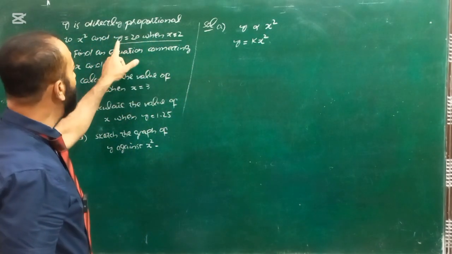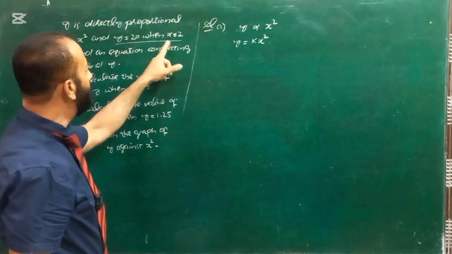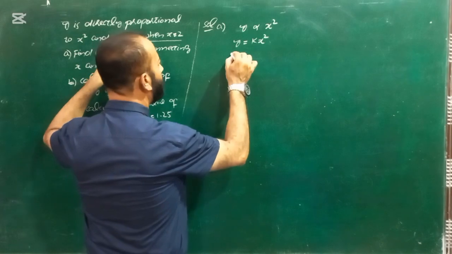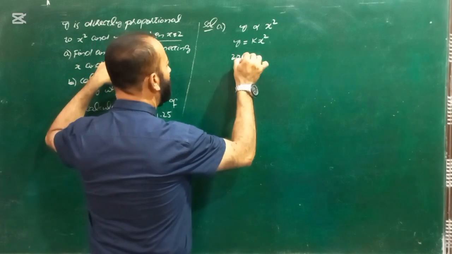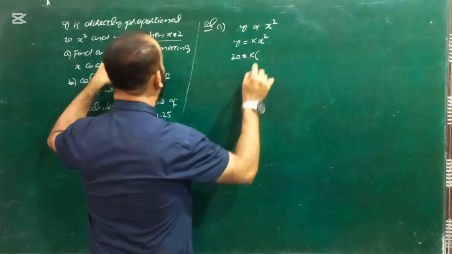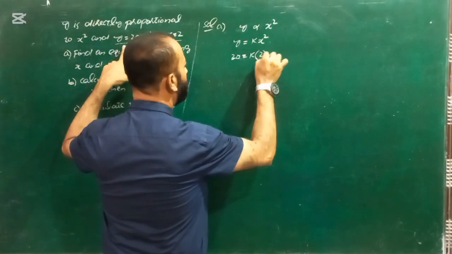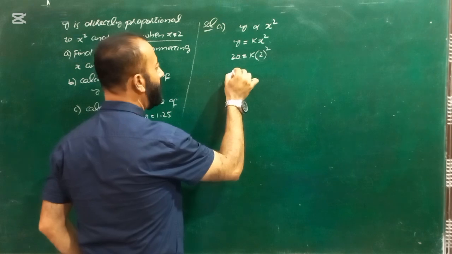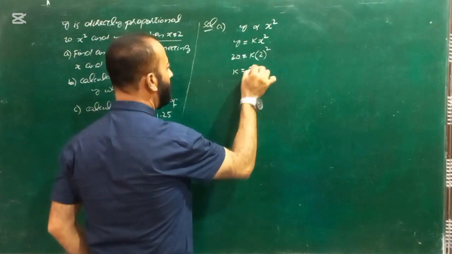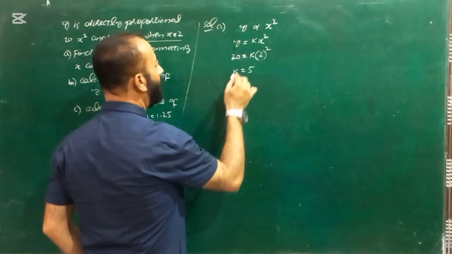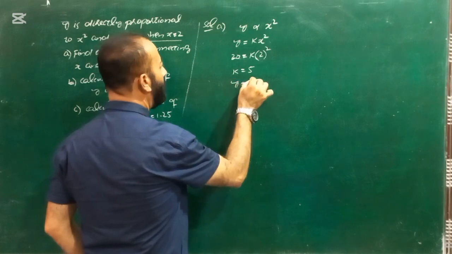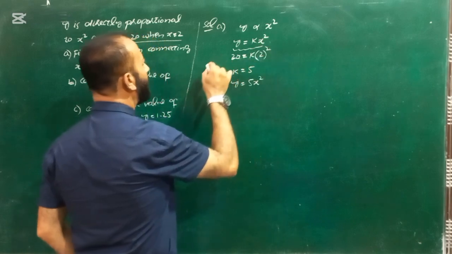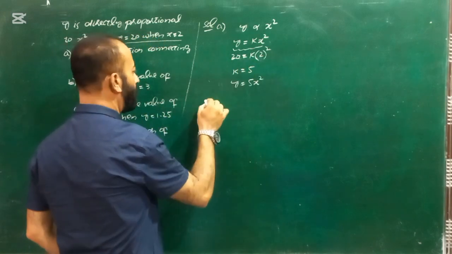Now in the next step, we will use this pair of values in which both values are given to find the value of k. So y is 20 is equal to k is missing, and x is 2. So 2 square. 2 square is 4, that will come in the denominator. So 4 5s are 20. So it means k is equal to 5. So the equation will become y is equal to 5x square. So this is the equation which is connecting y and x square.